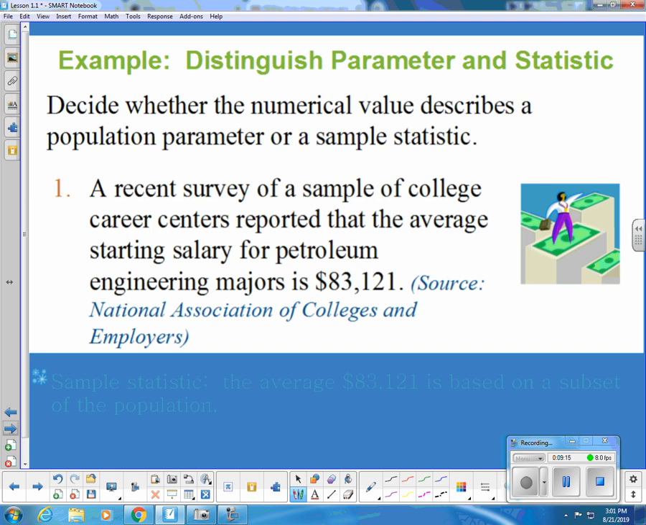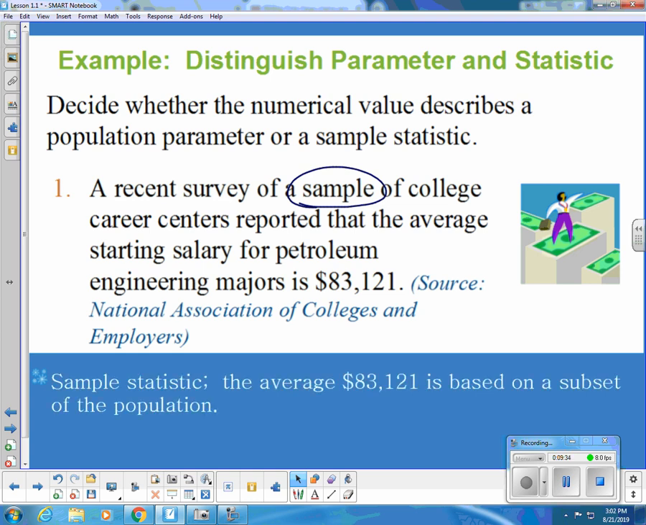Okay. So decide whether the numerical value describes a population parameter or a statistic. A recent survey of a sample, the word sample is right there, of college career centers reported the average starting salary for petroleum engineering majors is $83,121. So since it's a sample, it's going to be a statistic. Okay? So again, subset of the population.